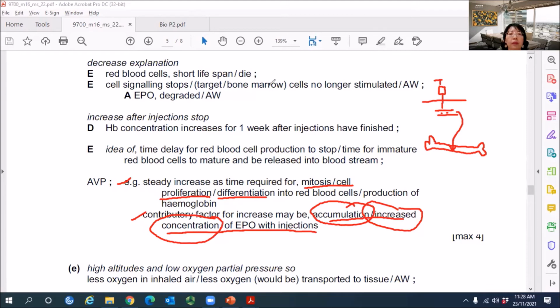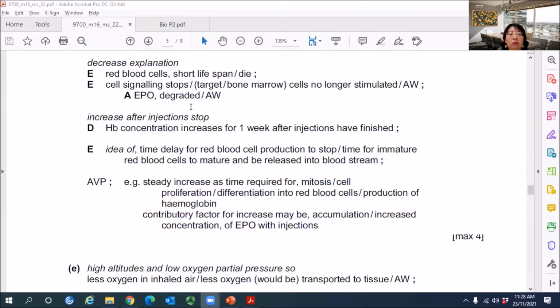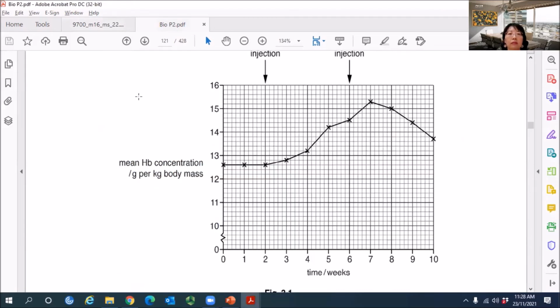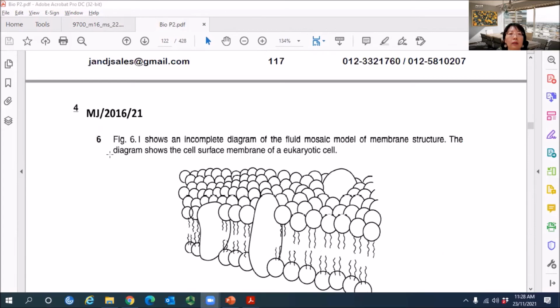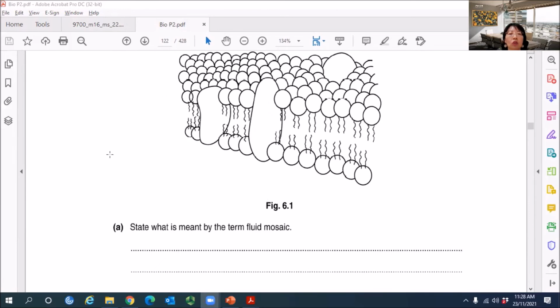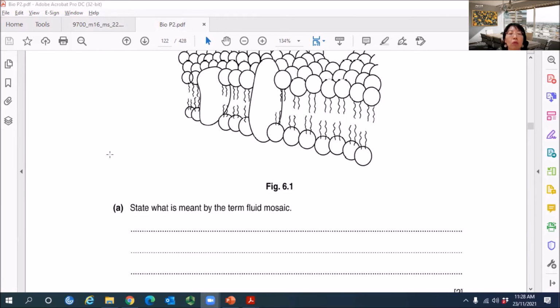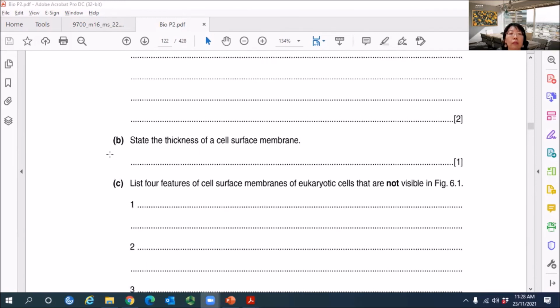Right? So I think this is a very good question to learn a lot of things with the graph. Learn how to describe and learn how to explain. So this is good. This looks quite easy. Shall we do this question? Yes. Fluid mosaic model, we already said no need to do.